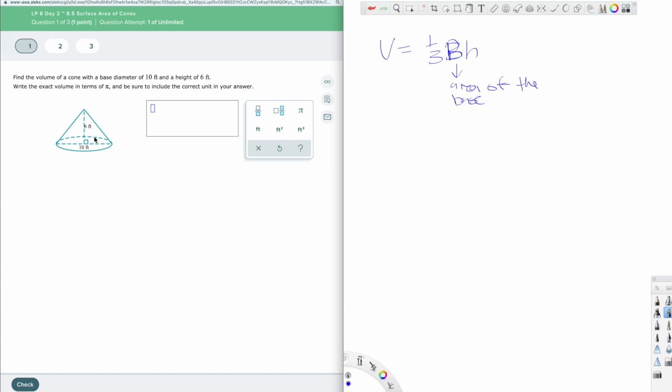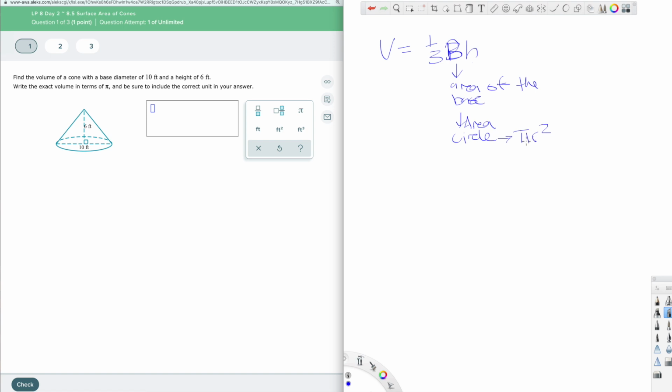So if we're looking at a cone, the area of the base shape in this case is a circle. So I want to know, how do I find the area of a circle? Well, the area of a circle is pi r squared. So I need to know what I'm looking at.